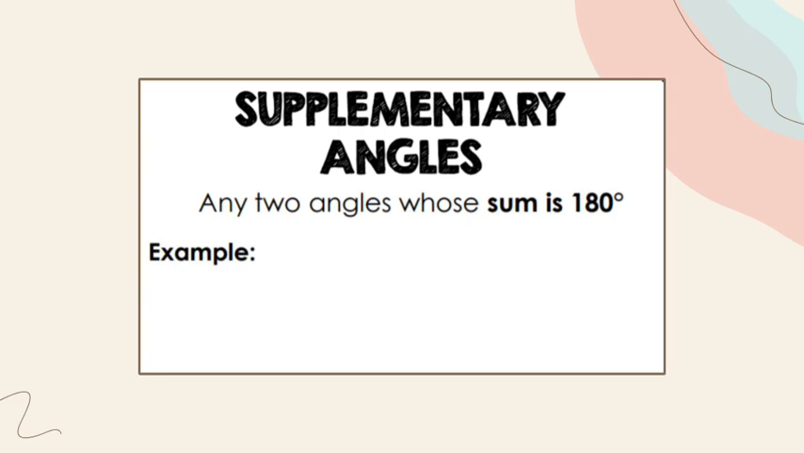Supplementary angles are any two angles whose sum is 180 degrees. So an example might be this angle that is 145 degrees and this angle that is 35 degrees. If we add those together, we would get 180 degrees. These angles can touch each other, but as we'll see in the next section, that is called something else.